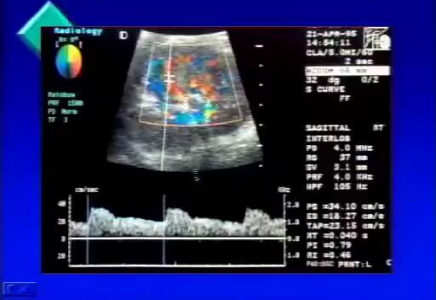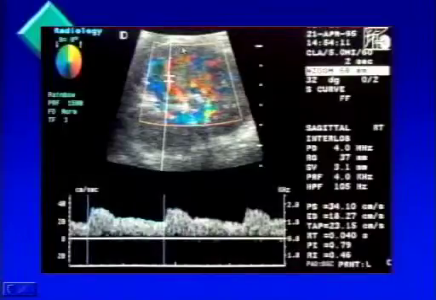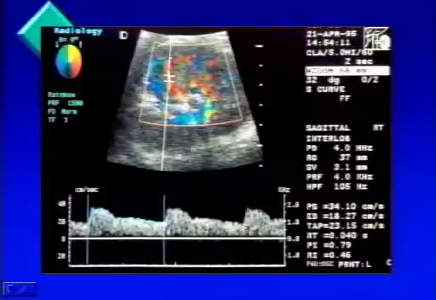Now, when we look at a spectral tracing here from a normal examination, first thing we see on our image is that we have very good perfusion all the way out to the periphery of the kidney. And in our sample, the segmental renal artery, we see that we have a very good signal. It's low resistance in nature. We see flow occurring throughout the cardiac cycle.